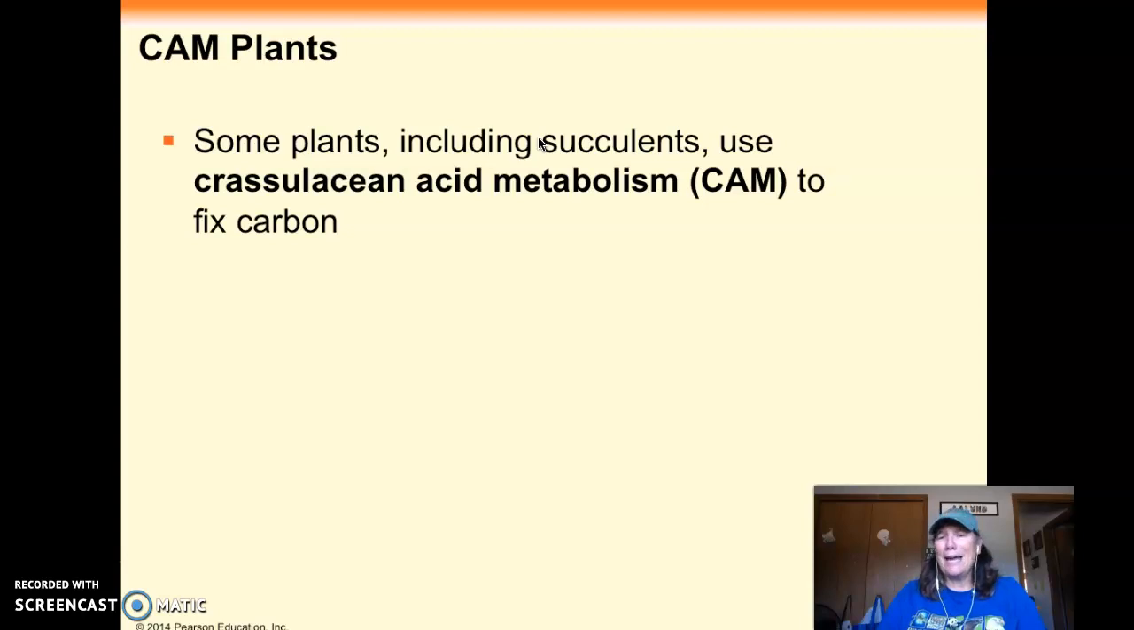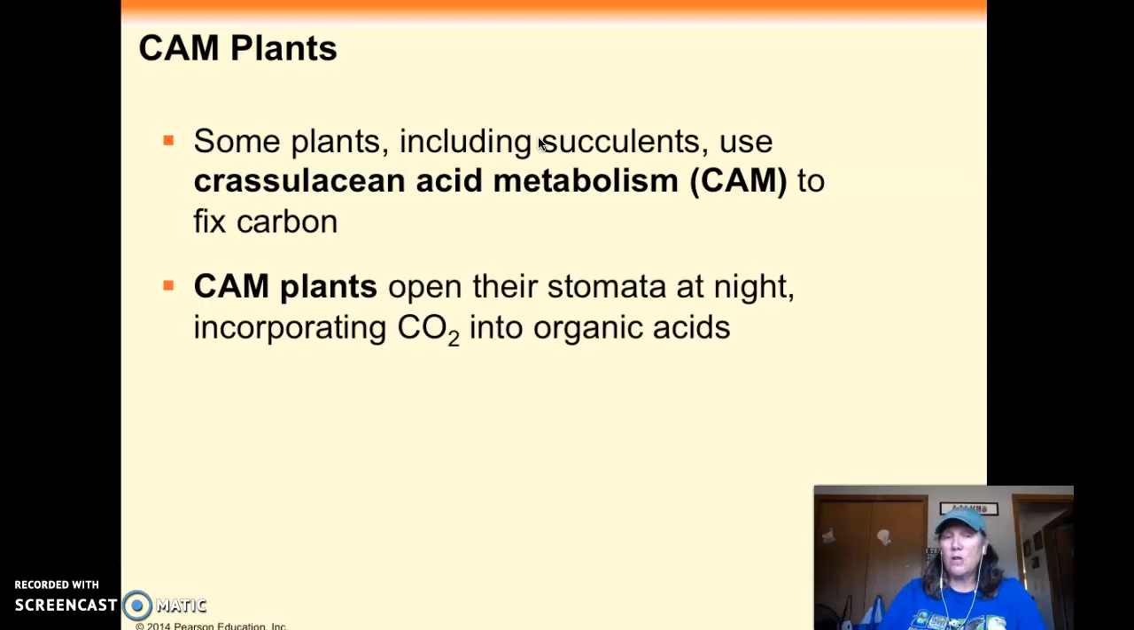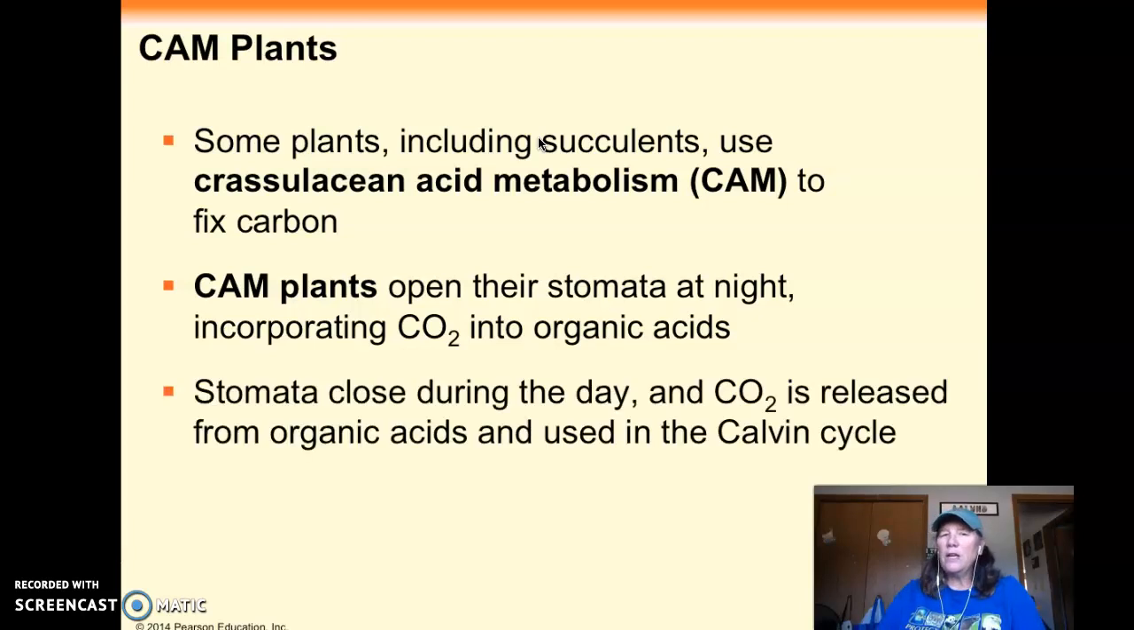Succulents are like cacti. They have really thick leaves and a lot of water inside. They help fix carbon, and they open their stomata, their little holes in the bottom, at night. They incorporate CO2 into organic acids, but they work on a different scale. They close during the day, so CO2 is released from the organic acids and used in the Calvin cycle. It's different because we release CO2. Plants aren't supposed to, but these plants have to because they have too much of it. So again, we have an issue with carbon dioxide.